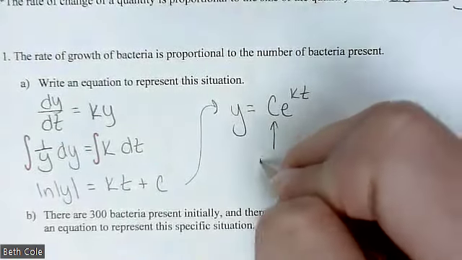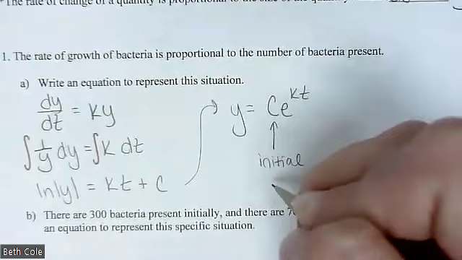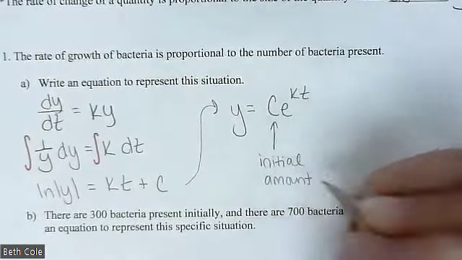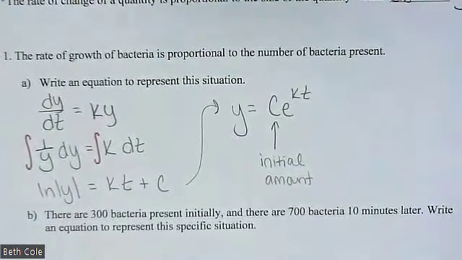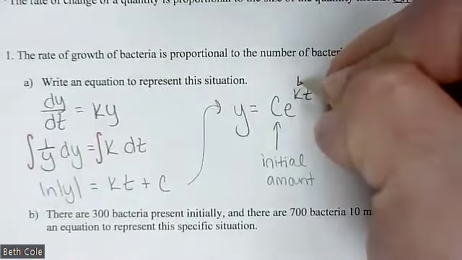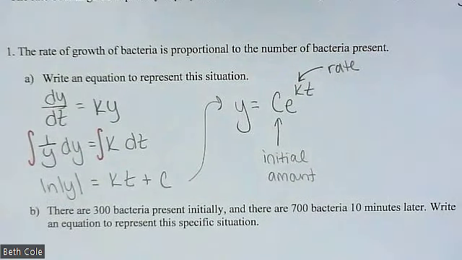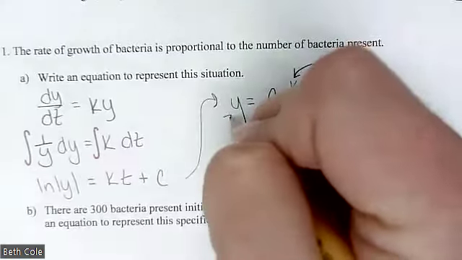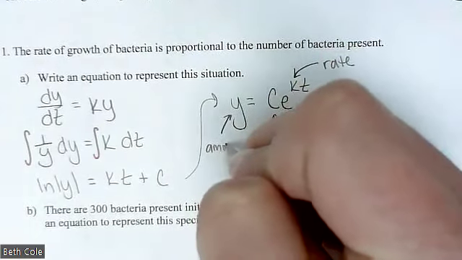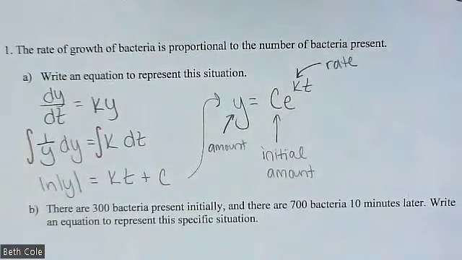C is your initial amount. And what does initial mean? Starting, so your initial condition, in other words. k is your rate. That's why in PERT, R stands for rate. t is time. You can label that if you want, but I'm pretty sure you know that. And then y is the amount. That's the thing that you're talking about. So in this problem, that's going to be the amount of bacteria. That's what you've got.